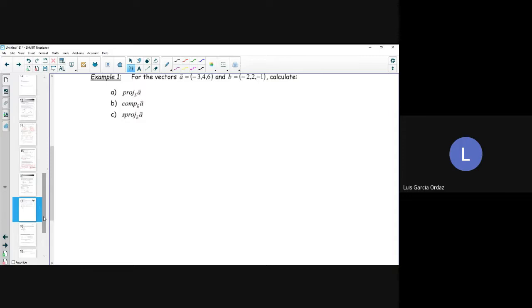And we want to figure out the scalar projection of a on b as well. So for A, we already know what my projection formula is. So I know my projection of A onto B is going to be A dot product B over the magnitude of B squared multiplied by my vector B.